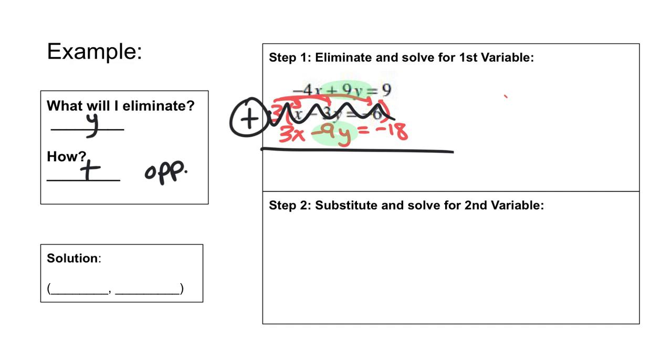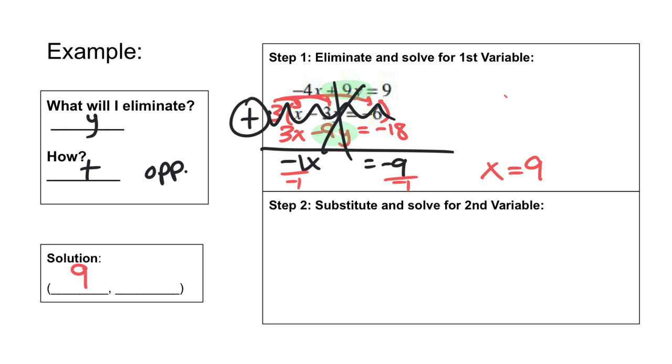Again, we're just adding straight down. So negative 4x plus positive 3x gives me negative 1x. A 9 plus a negative 9 cancels out. 9 plus negative 18 is negative 9. And then I can finish this by dividing by negative 1. So x will equal positive 9.